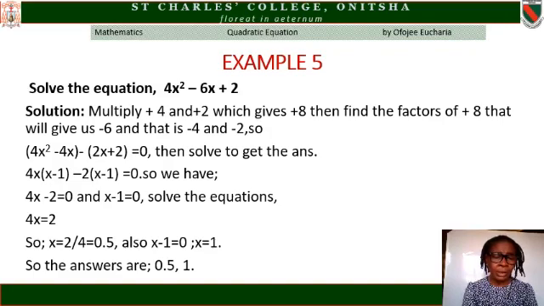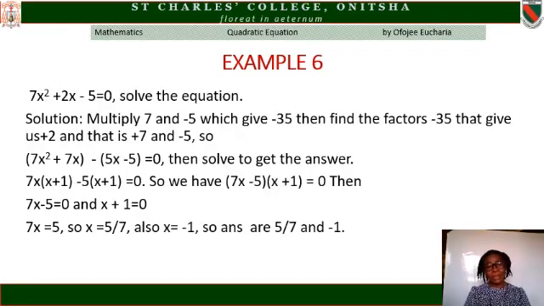We then solve the individual simple equations. In the first one, 4x is equal to 2. So, x equals 2 over 4, which is 0.5 in decimal. And x minus 1 equals 0 gives x to be equal to 1. So, the answers are 0.5 and 1.